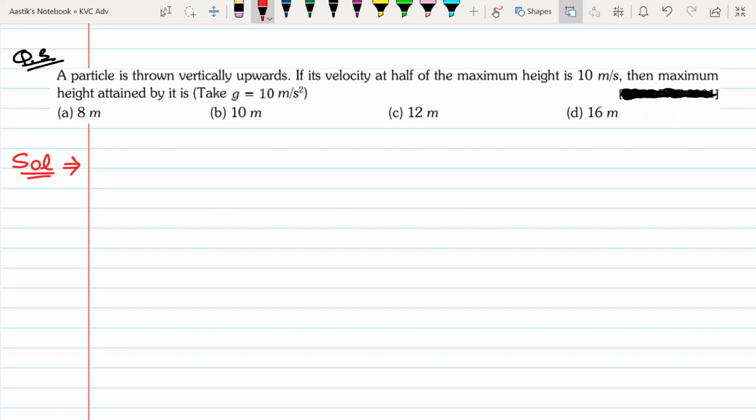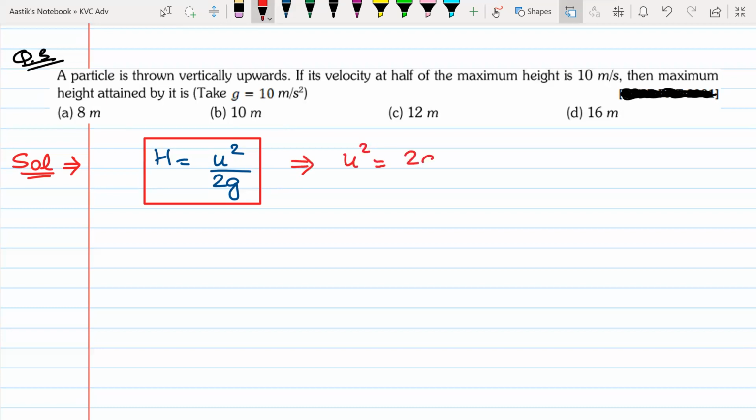Okay. Let me try to solve this. If the maximum height is h, this maximum height h will be equal to U square by 2G. Yes or no? Do we understand this? Everyone? Can I have raised hands that we understand this? The maximum height h is u square by 2g, or I can write u square as 2gh, where h is the maximum height. Yes or no? Everyone is with me?